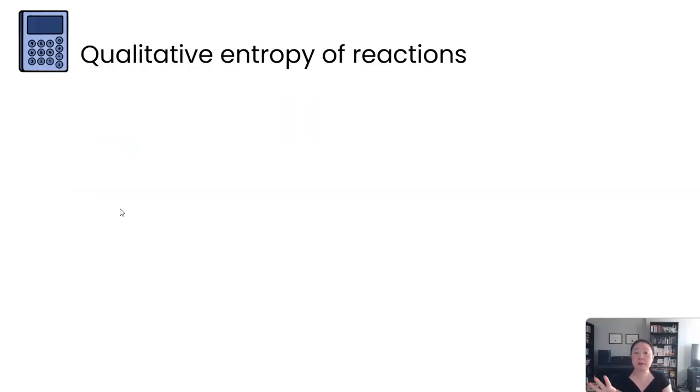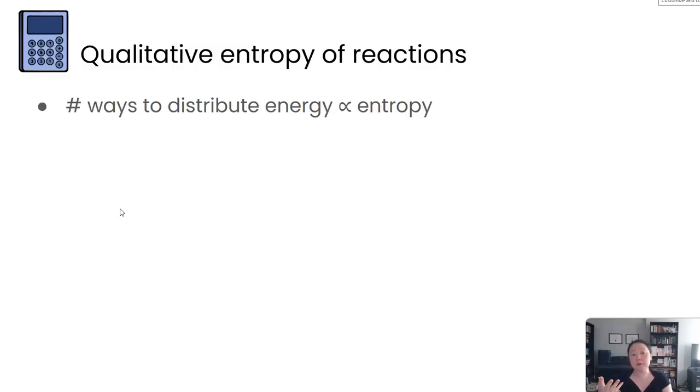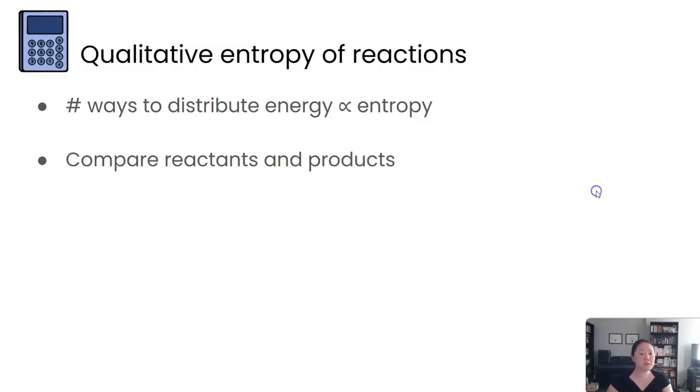Now, one thing that you might be asked to do is take a look at a reaction and predict, not based on numbers, but based on what you are seeing happening in that reaction, is the entropy of this system going to increase when this reaction happens, or is the entropy going to decrease? So for this, remember that you are going to look for numbers of ways to distribute energy, because an increase in the number of ways to distribute energy is going to increase entropy. So knowing this, you are going to compare your reactants and your products, and you're going to be looking for a few things in terms of that whole number of ways to distribute energy.